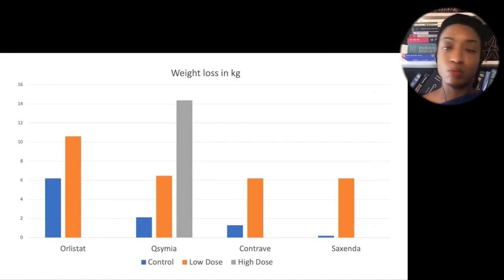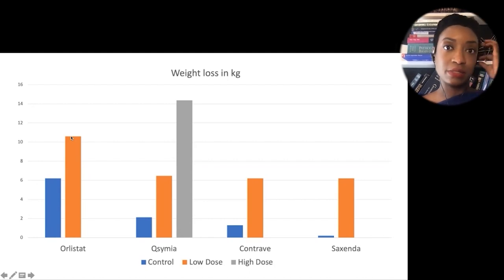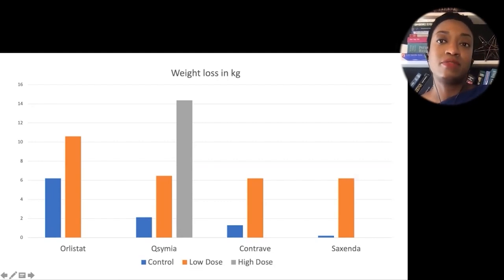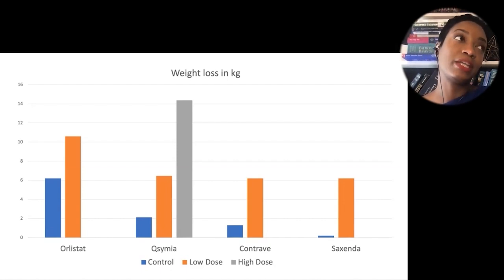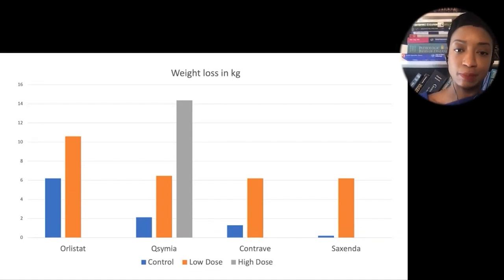So what does this percent body weight mean, right? In kilograms for orlistat, we saw about 11 kilograms, which is roughly 22 pounds. For Qsymia, about 14, which is about 28 pounds of weight loss. For Contrave, about 6 kilograms, so about 12 pounds. And Saxenda, about the same. So as we can see, we have pretty nice ranges of weight loss that patients are able to achieve by just adding one additional thing to their diet and lifestyle changes.